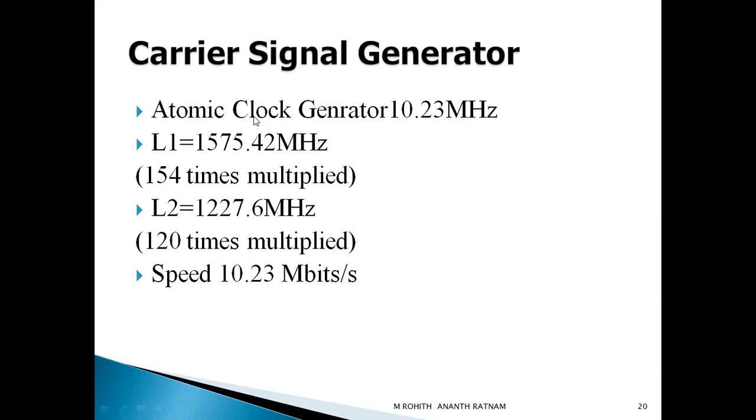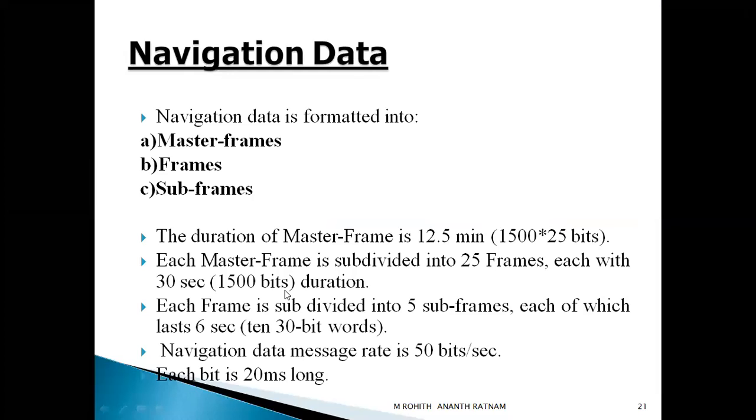So actually, for the satellite, we have the atomic clock generator, about 10 megahertz. What we do is multiply this 10 megahertz clock by 154 to get the L1 band carrier frequency, and by 120 to generate the L2 band, right? So to maintain the speed of 10 megabits per second.